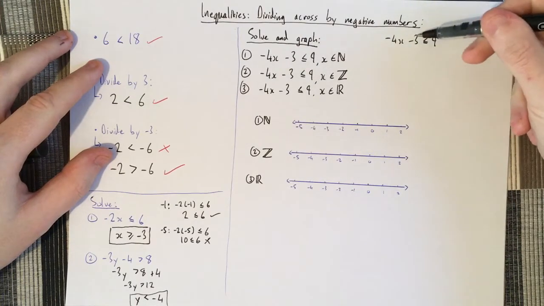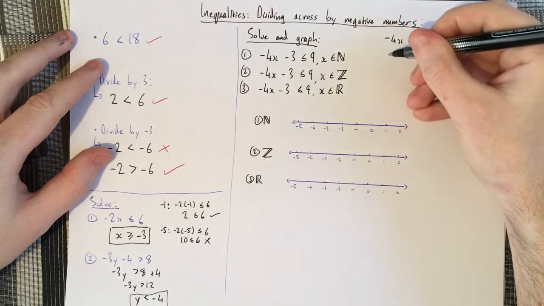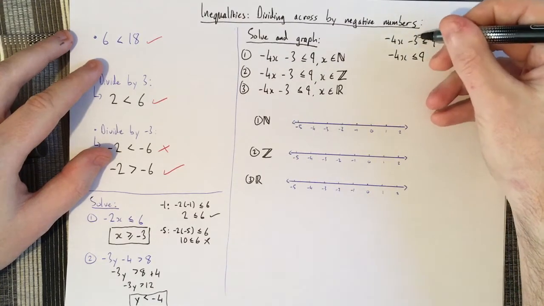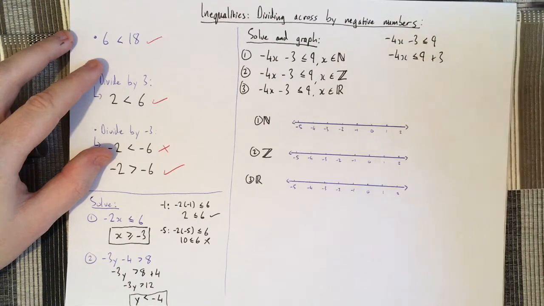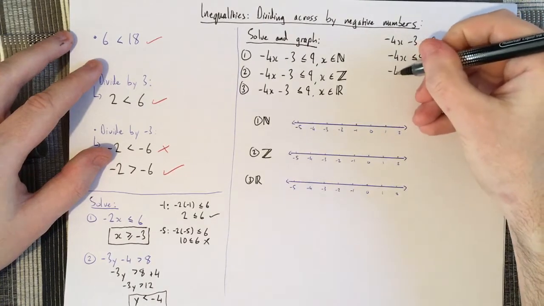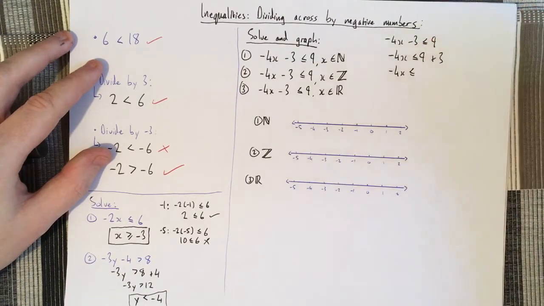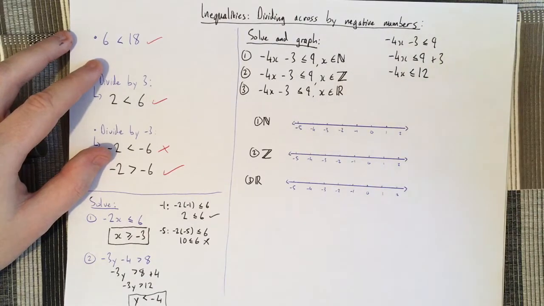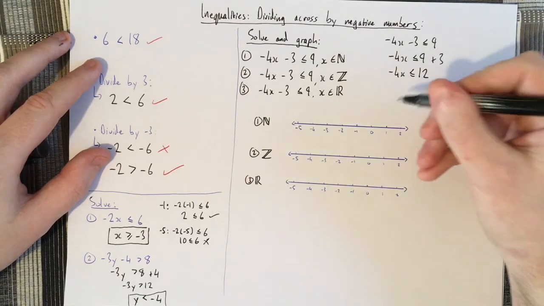So first thing to do is bring the minus 3 over. So minus 4x is less than or equal to 9. Minus 3 becomes plus 3. Remember, just bringing a negative number over, don't need to flip the inequality. So minus 4x is less than or equal to 9 plus 3 is 12. Now I've got minus 4x is less than or equal to 12. So divide both sides by minus 4.